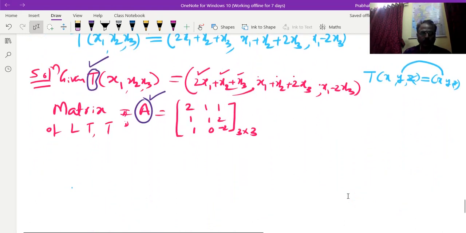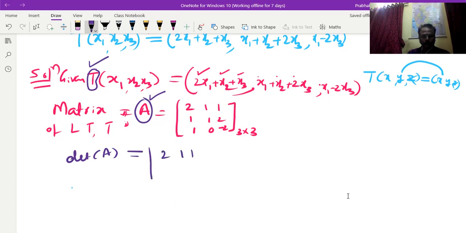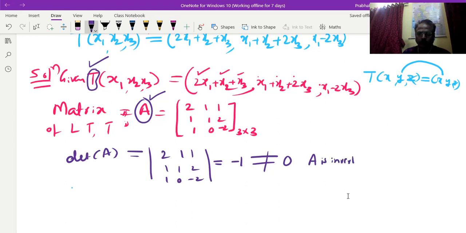Then we found A equal to this. Now we first find the determinant of this matrix A. You can find the determinant of matrix A: 2 1 1, 1 1 2 and 1 0 minus 2. This becomes minus 1, and it is not equal to 0, which is important for us. So if the determinant of A is not equal to 0, A is non-singular, hence A is invertible. If A is invertible, then A inverse exists. And that A inverse also we can find. If A inverse exists, this implies that T inverse exists.